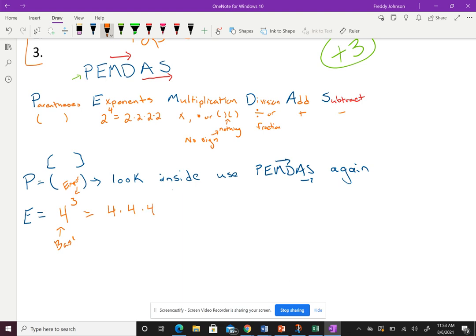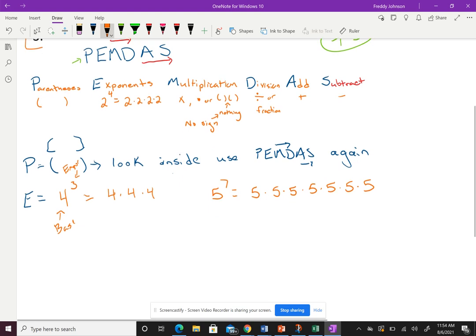So I'm going to multiply it by itself 3 times. So that's 4 three times. If I had 5 to the 7th, all this would mean is 5 seven times. So I'm going to multiply it by itself 7 times. Please understand, it is not 5 times 7. If I wanted 5 times 7, it would be 5 times 7. It's not. It's 5 to the 7th power.